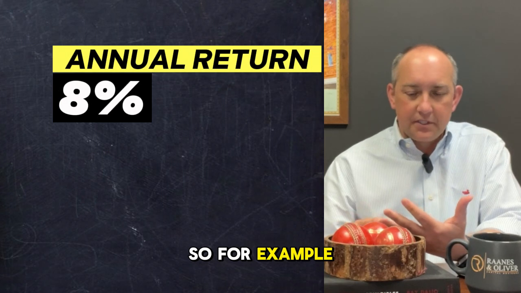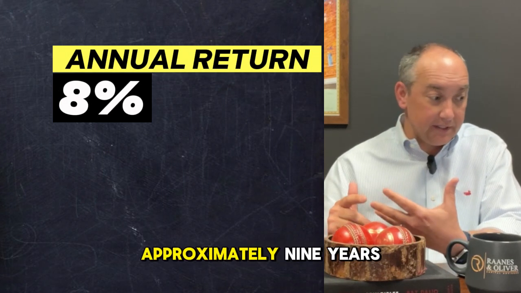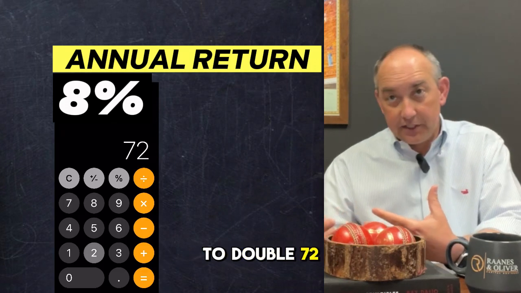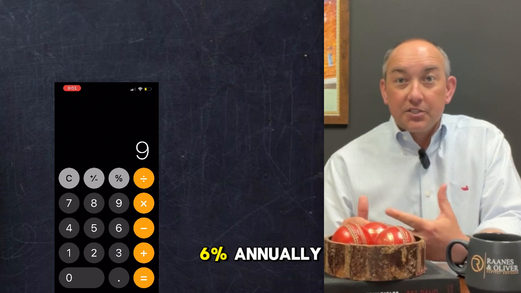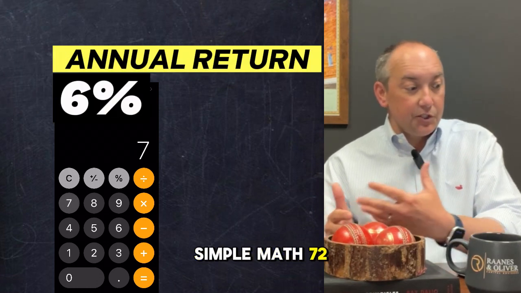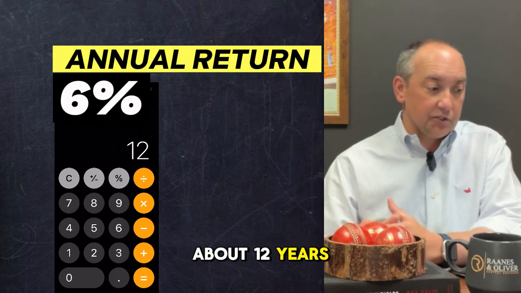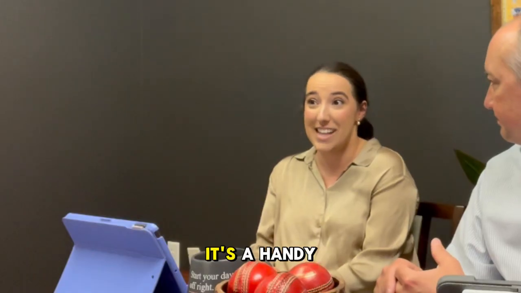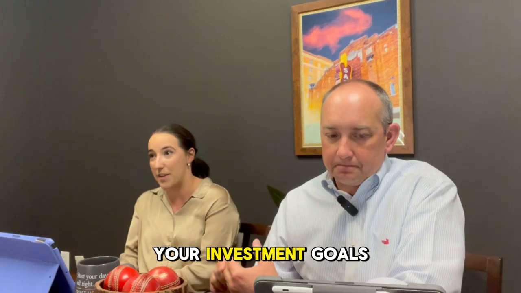So for example, say you're earning an annual return of 8%. It will take approximately 9 years for your money to double. 72 divided by 8 equals 9. Say you're earning 6% annually. Simple math, 72 divided by 6 is 12. You could assume about 12 years for your investment to double. Yeah, it's a handy rule to set realistic expectations and for planning your investment goals.